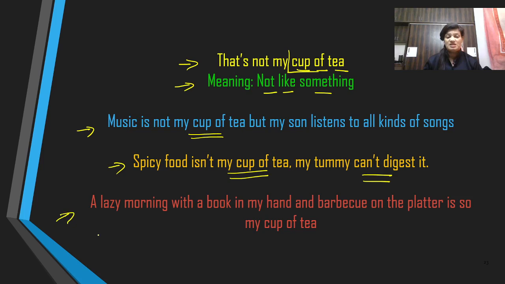Another usage would be a lazy morning with a book in my hand and barbecue on the platter is so my cup of tea. That means I like a lazy morning when I have a novel in my hand that I would like to read, and of course, when there is barbecue on the platter to have, and then lying on the bed is what I call my cup of tea, is what I like to do. So when you say I like something, it's my cup of tea. When you don't like something, it's not my cup of tea.